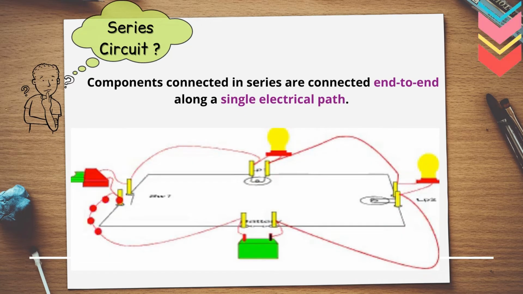So what is a series circuit? Components connected in series are connected end to end along a single electrical path. So a circuit which consists of only components connected in series is called a series circuit. As you can see in the given circuit, the light bulbs have end-to-end connections and the current flows through a single path. So this is a good example for the schematic of a series circuit.